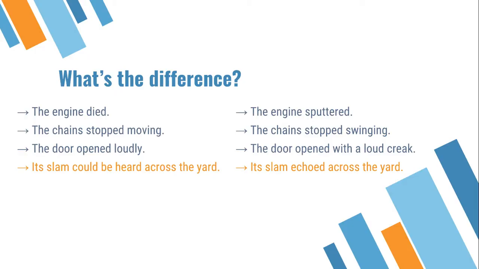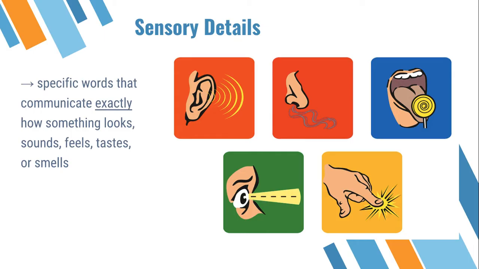Its slam could be heard across the yard. Its slam echoed across the yard. The one on the right is a lot more specific in its word choice. Today we're talking about sensory details. Sensory details are specific words that communicate exactly how something looks, sounds, feels, tastes, or smells.